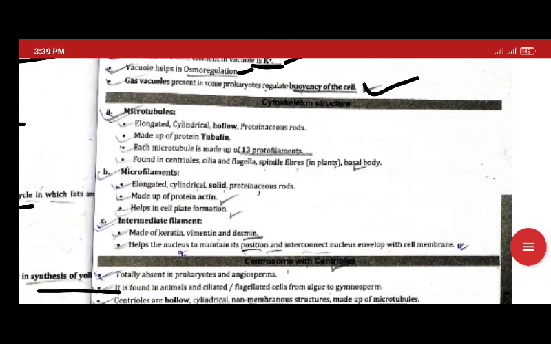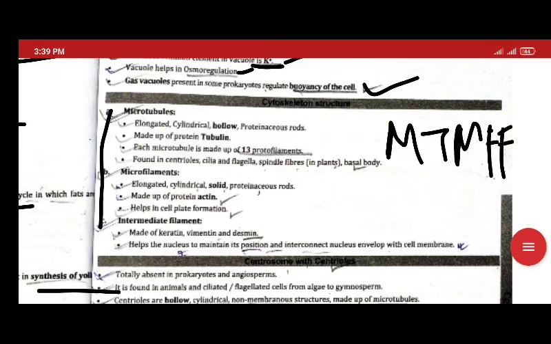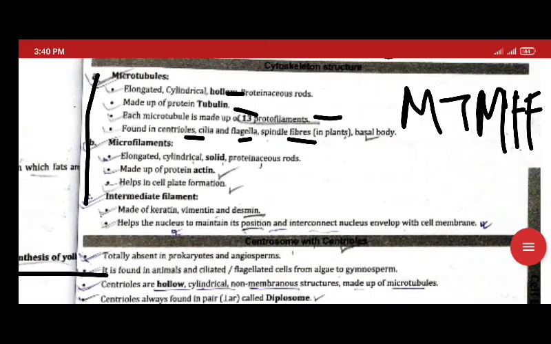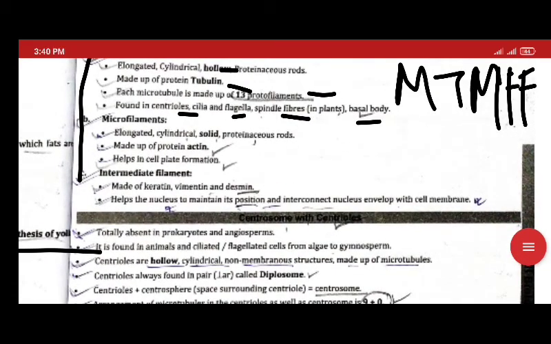Now the cytoskeleton is composed of three structures, as we have studied: MT, MF and IF. First, MT, microtubules, are hollow, made of tubulin protein, with 13 protofilaments. They are found in centrioles, cilia, flagella, spindle fibers and basal bodies. Now microfilaments are elongated, cylindrical, solid, made of the protein actin, helping in cell plate formation.